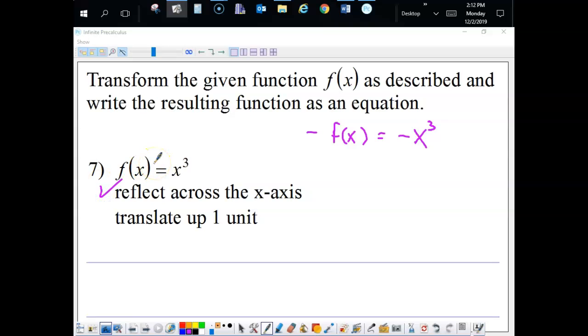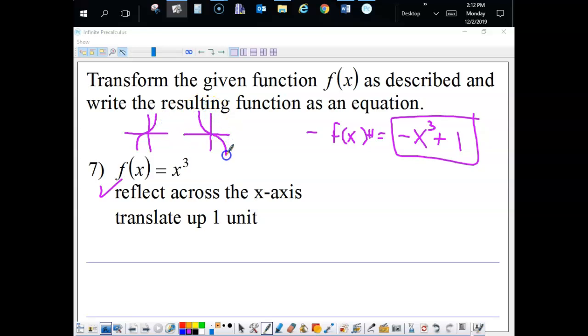Translation up 1 unit. Look at your notes there. What do you do if I want to translate it up 1 unit? Plus 1. Inside or outside? Outside. Plus 1, box it. We're good. So I took my cubic function. Some of you guys, if you did the extra credit, you know what cubic functions look like. They look like that. We're reflecting it and then shifting it up. So the final graph would look something like that, but we're not going to really worry about that too much. We're just looking at that.